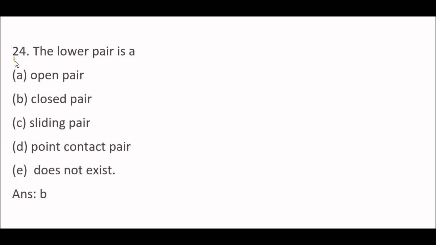Next question. The lower pair is a: option A, open pair; option B, closed pair; option C, sliding pair; option D, point contact pair; option E, does not exist. Right answer is option B, closed pair. The lower pair is a closed pair.